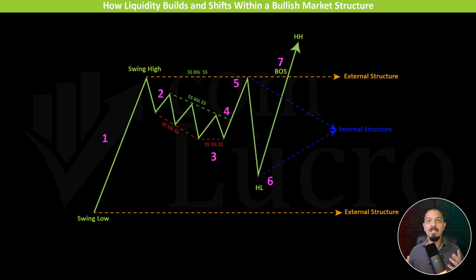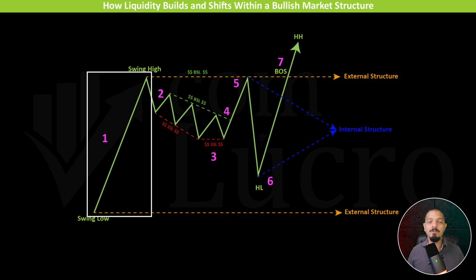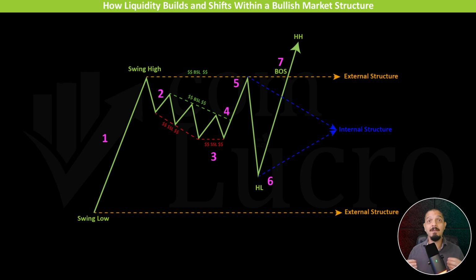So, let's take a look at how liquidity builds and shifts within a bullish market structure. In this diagram, each step illustrates how price reacts as liquidity is created, taken, and redistributed. Number 1. From swing low to swing high. We start with a move from a swing low up to a swing high. This forms the external bullish structure. The swing high becomes our key reference point, the level we'll be watching throughout the move.